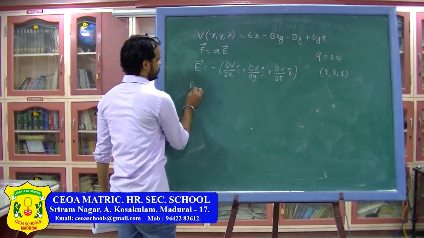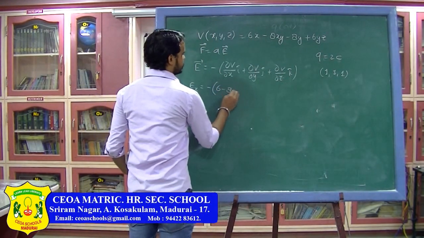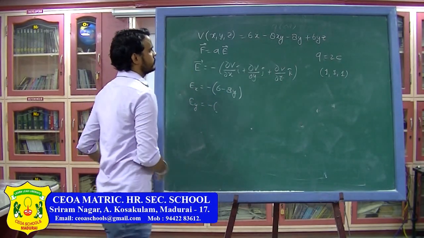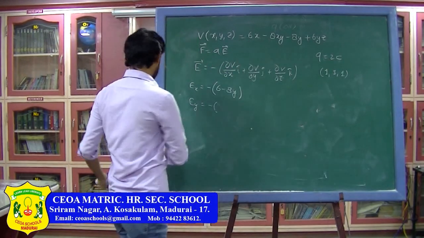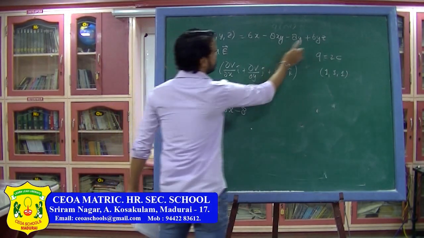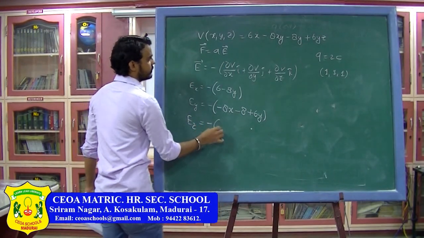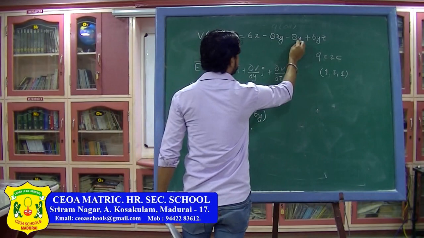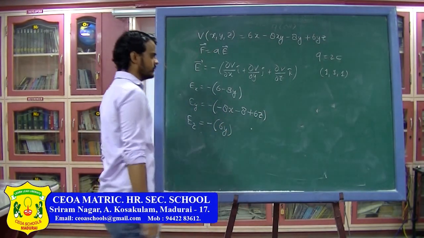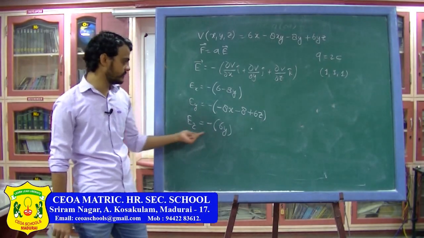So here the x component will be minus of the differentiation of this whole term with respect to x, which will be 6 minus 8y. Differentiation with respect to y will be minus, differentiation of this one is 0, differentiation of this one is minus 8x. So minus 8x minus 8, and differentiation of this one will be 6z. Similarly, differentiation with respect to z: the differentiation of this one is 0, of this one is also 0, of this one is also 0, and of this one it is 6y. So these are the differentiations: differentiate the whole function with respect to x, with respect to y, and with respect to z.